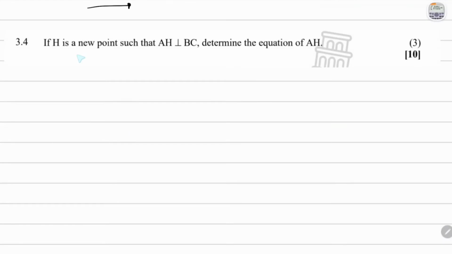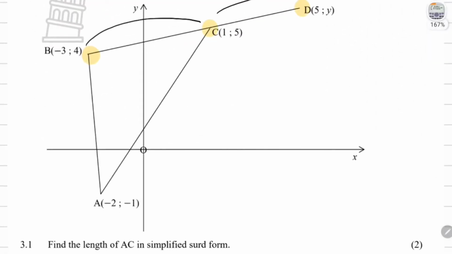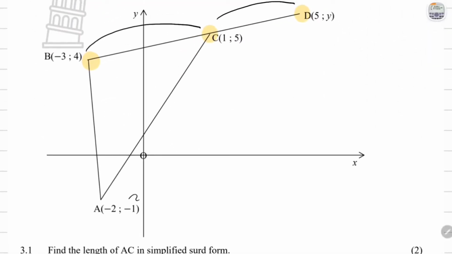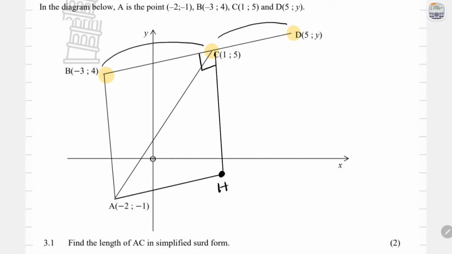Then the last question in question 3 says, if H is a new point such that AH is perpendicular to BC, determine the equation of AH. So AH is perpendicular to BC. H is a new point. Let's look at this diagram. They said H is a new point and AH must be perpendicular to BC. So H could be somewhere here. Let's just say it was here. That's H. So AH, which of course would not extend naturally, should be perpendicular to BC. So we'll just put it like that and say that it is perpendicular.